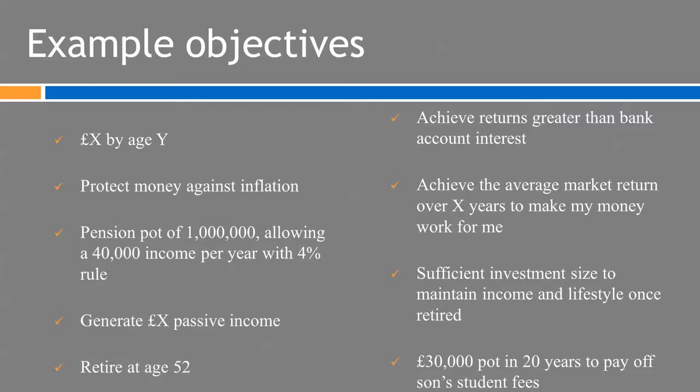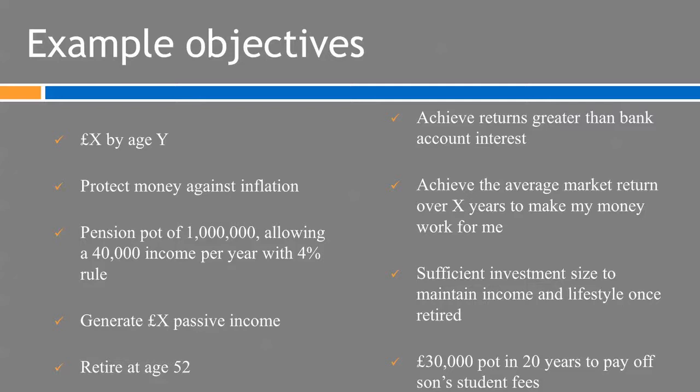Quite a common one, I think, is some people like to maintain a sufficient investment size so that they can maintain their existing income and lifestyle once they retire, so they don't have that employment income coming in. So that's always a good one to look at. And then they might just say, do you know what, in 20 years' time, I want a 30 grand pot, because with that 30,000, I'm going to pay off my child's student fees, hypothetically, that they may incur at that time. I guess a similar one could be, I want a pot of money that would surprise them within 30 years' time when they buy their first house.